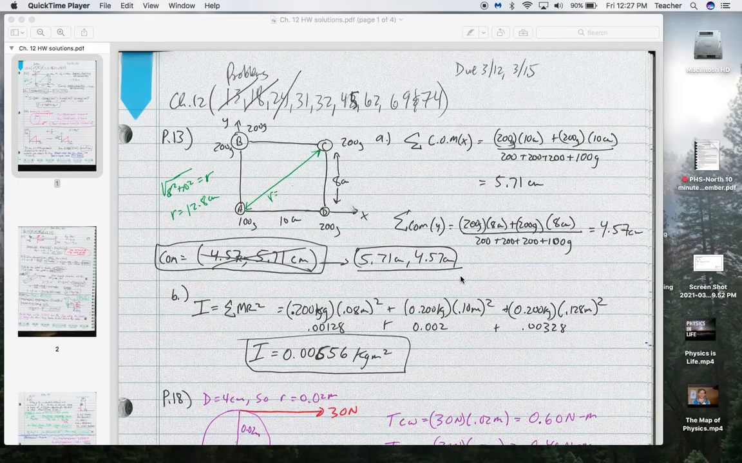A screencast for the homework solutions for chapter 12. What I've noticed is that we have not had as much time to really go into depth discussing this chapter, which is a challenging chapter. I did an Edpuzzle and talked about some of these things, but I think it is challenging.